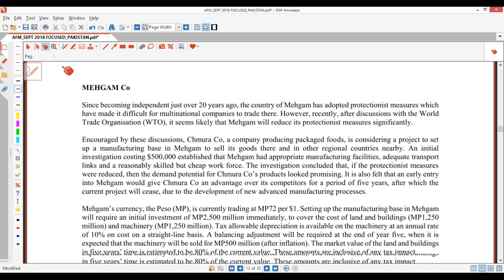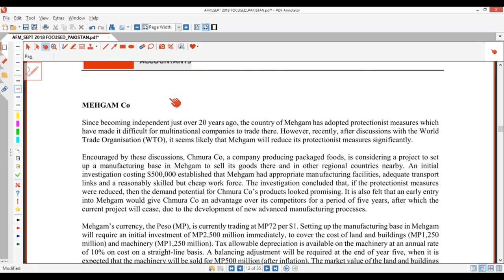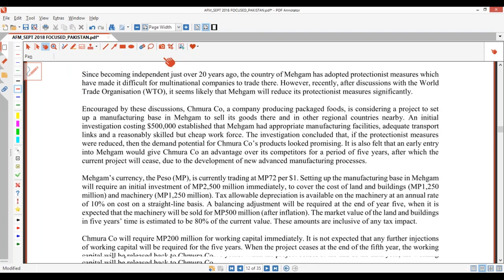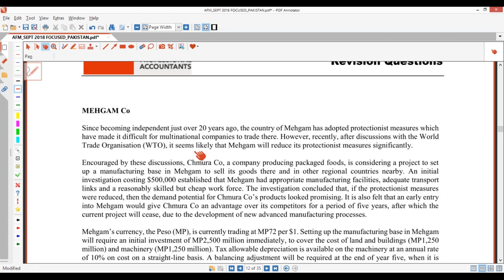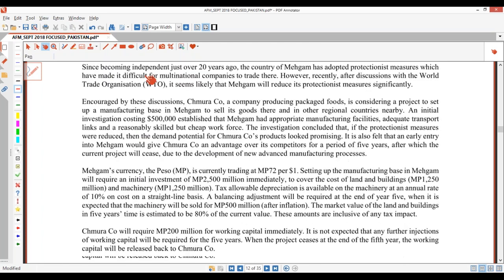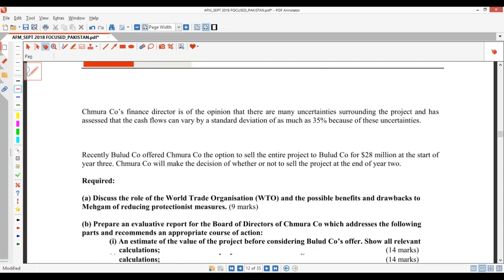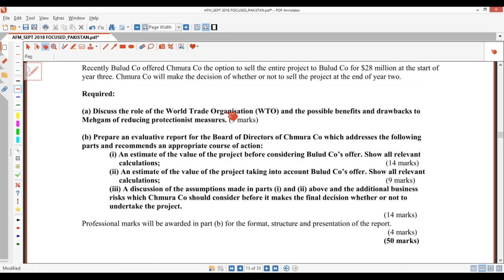Now, this question is a 50-mark question. If I'm not mistaken, it appeared in December 2013. It's a very nice question. It has been broken down into a few parts. Now, part A is purely textbook answer.